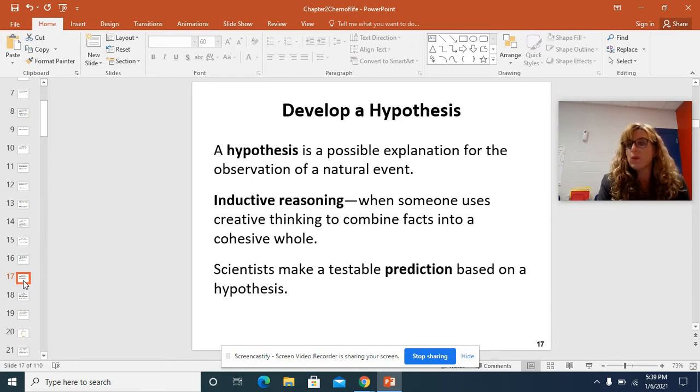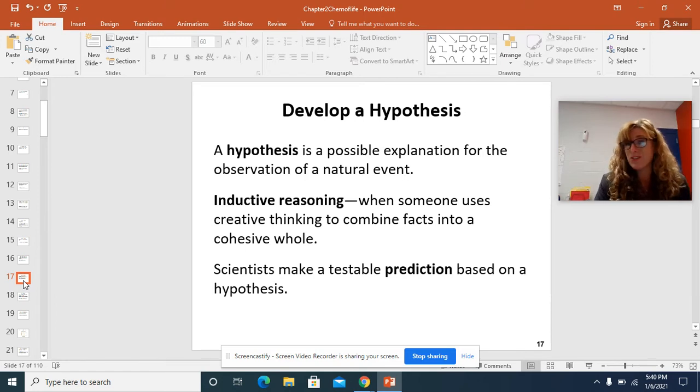You learned in high school and middle school, it's an educated guess, but it's not that basic, okay? They observe, and then what they do with this hypothesis is create a possible explanation for that event, for what they're observing. And then you are using reasoning and such to combine facts into a whole for your hypothesis.